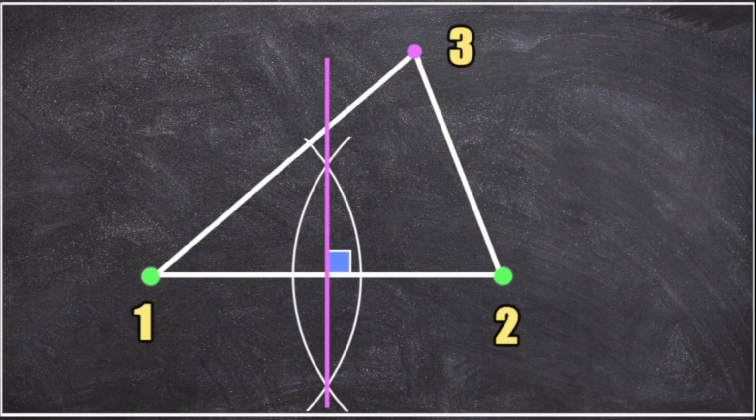Now one thing that I didn't mention before is that if you take any point on this line, let's pick a point, the distance between point 1 and this new point must be the same as the distance between point 2 and the new point. And we can prove that by joining point 1 and point 2 to that line.